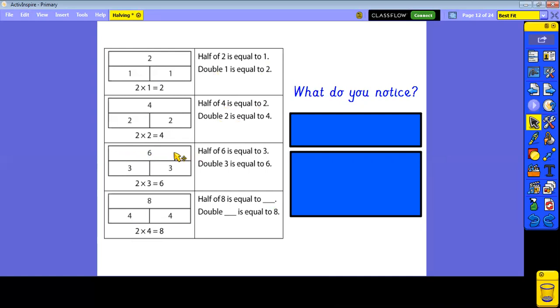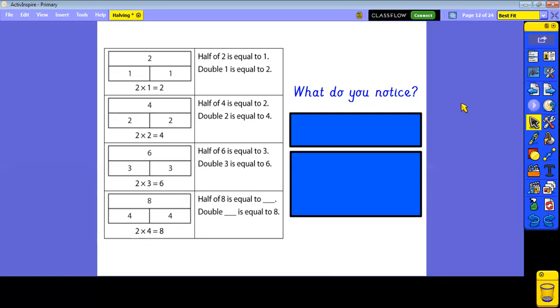We had 6 children, for example, on the seesaw. We split them in half and we worked out that half of 6 is equal to 3. And we said that we also know that double 3 is equal to 6. And then we had 8 counters on the top. We halved them and half of 8 is equal to 4. So double 4 is equal to 8. And for each one of these bar models, we showed that we had 2 groups of 1, 2 groups of 2, 2 groups of 3, 2 groups of 4.